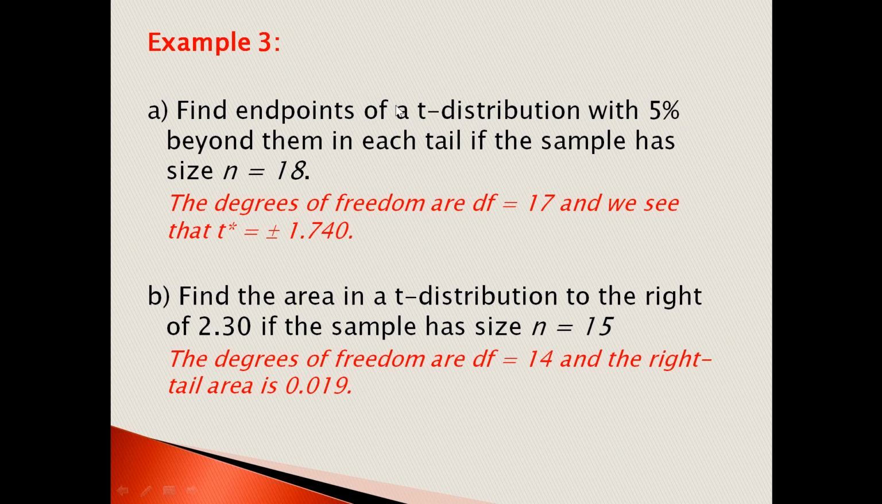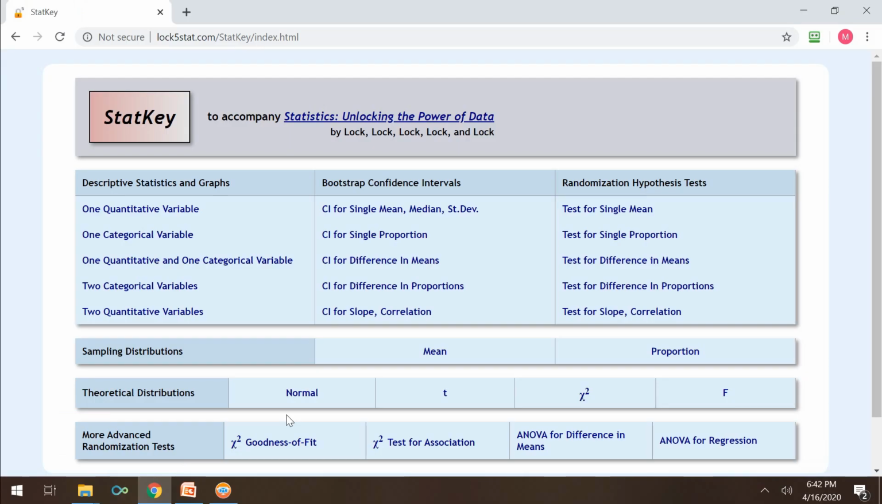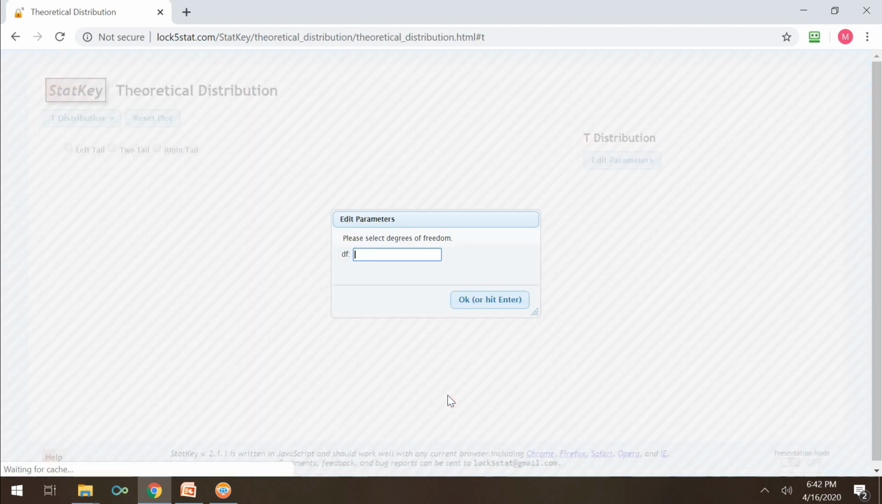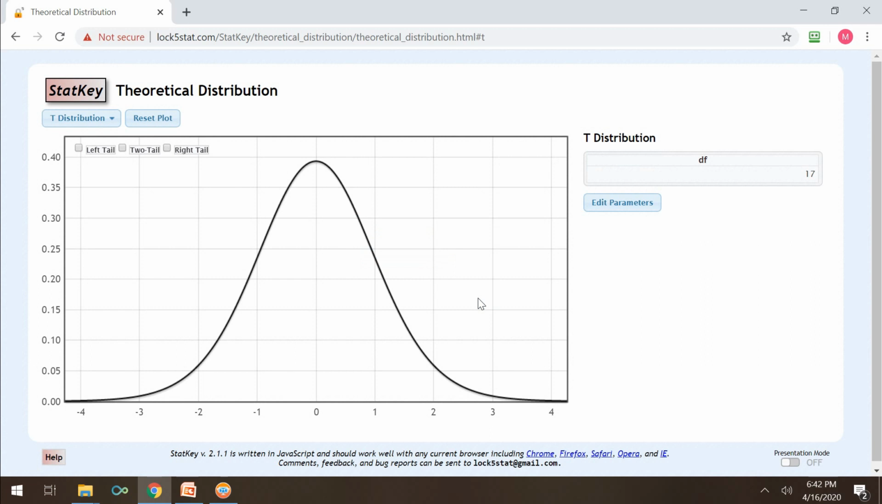So let's go to StatKey. When you go to StatKey, if you're doing any problem that has to deal with the T distribution, you will go to the T over here. And the first thing that StatKey will ask you is the degrees of freedom. Remember, degrees of freedom is the sample size minus 1. In my example, the sample size was 18, so 18 minus 1 will be 17. Once you enter the degrees of freedom, this is what you see in this box.